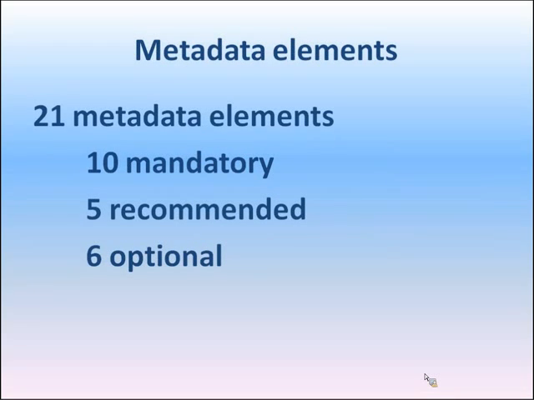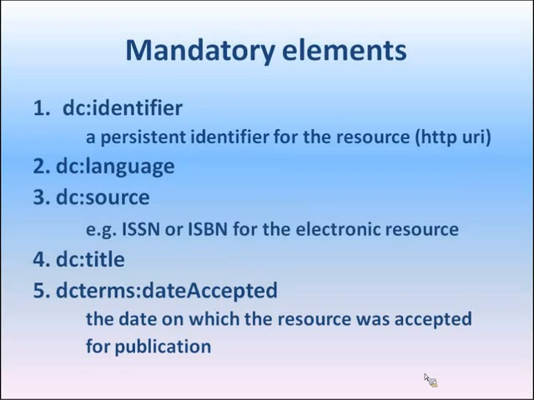There are just 21 metadata elements, and I would imagine that currently you are collecting at least half of those. It isn't terribly onerous. I'm just very briefly going to go over the 10 mandatory ones. Okay, so first of all, we have an identifier, which tells you what the item is, the object is. The language, that's obvious. The source, which is usually a journal or a book.